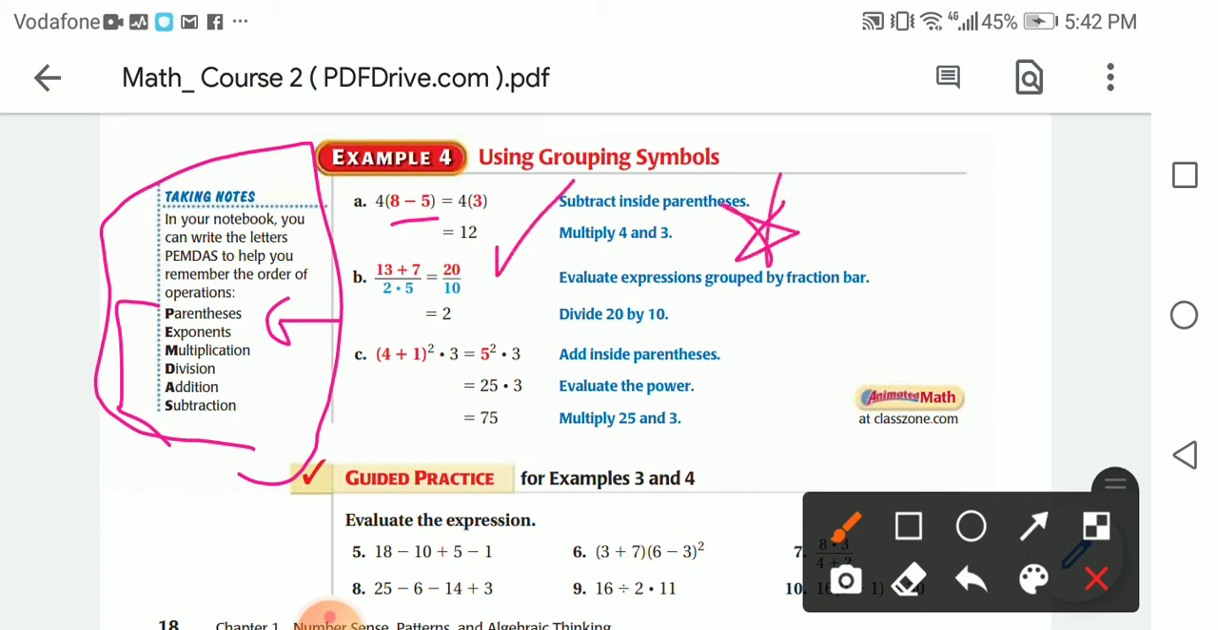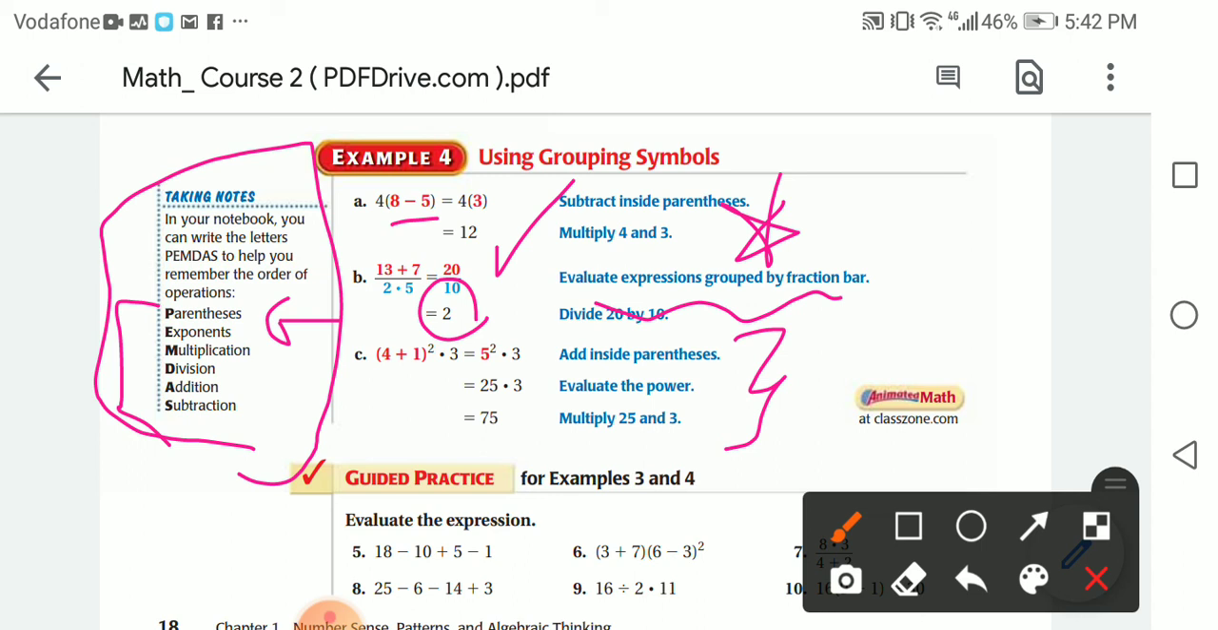Next, 13 plus 7 all over 2 times 5. What should I do? Evaluate expressions grouped by fraction bar. So I have here 13 plus 7, 20. And 2 times 5, 10. Then 20 divided by 10 gives you 2. It's important to know this lesson very much. It will help you in your real life.